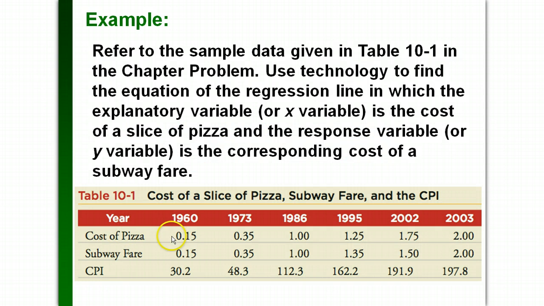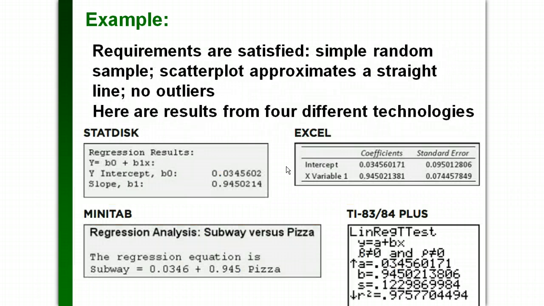So here is a sample of data. This is the cost of pizza over years, and this is the cost of subway fare over certain years. If we ran linear regression on these, which we'll do on our calculator in a bit, we come up with these equations, which are the same, just in different forms. Minitab, StatDisk, Excel, TI-83/84: this is mainly where we're going to get ours from. But just notice that they all give the same thing.